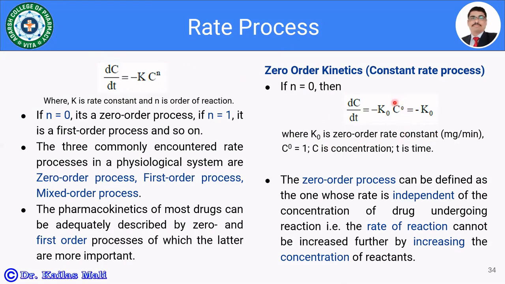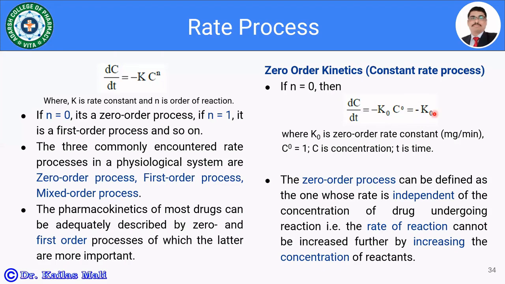And here we have put the value of order of reaction as 0. As we know that C raised to 0 is equal to 1, the equation gets reduced to dC by dt is equal to minus K0. So this is the equation which is used for the zero order kinetics. So dC by dt is the rate of change of concentration with respect to time, whereas minus K0 is the zero order rate constant.